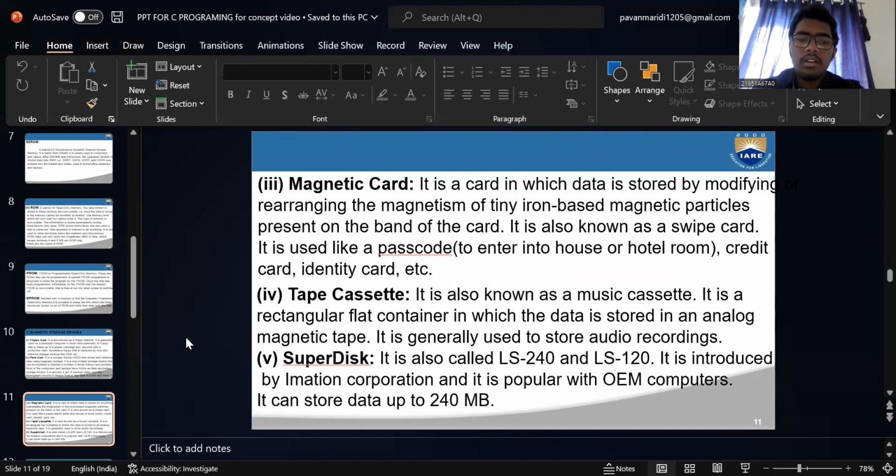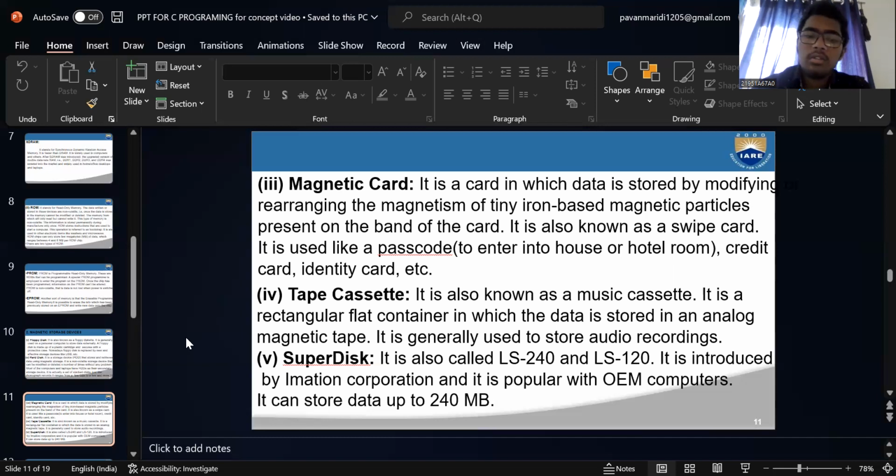Tape cassette. It is also known as a music cassette. It is a rectangular flat container in which the data is stored in an analog magnetic tape. It is generally used to store audio recordings.